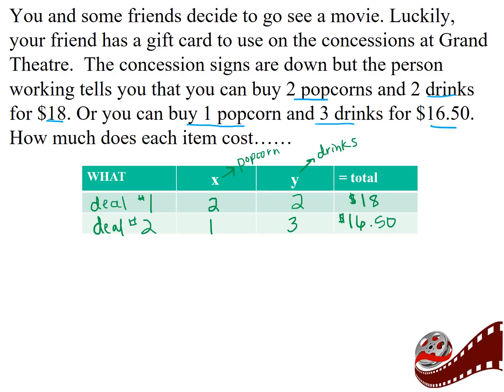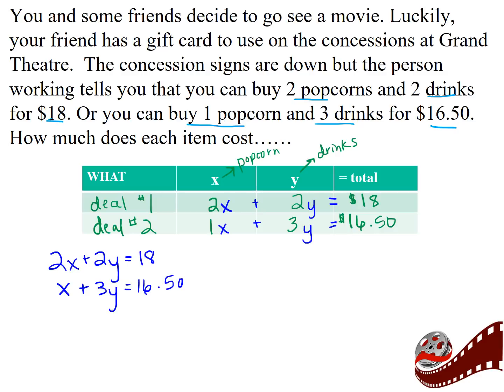Okay, so now we set this up. Deal 1, that's what they told us, but now since I've set it up like this, I should be able to attach some variables and then go to work and try solving. So again, this is my X value, this is my Y value, and it should equal the total. This is my X value, this is my Y value, it should equal the total. We add them together. So now let's pull that out and write the equation 2x plus 2y equals 18. My other equation is x plus 3y equals 16.50.